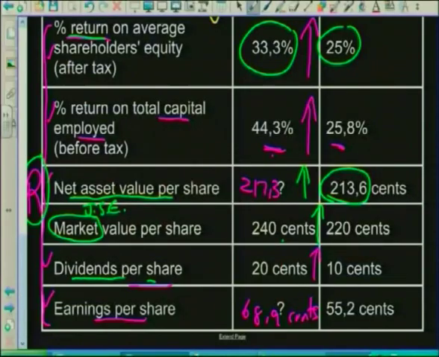Another ratio that indicates that your shareholders are indeed satisfied with the return would be your dividends per share. In 2007, your shareholders were receiving 10 cents for every share that they held. It has now increased to 20 cents. So these ratios are indicating that shareholders should in fact be happy with returns, with dividends, with the net asset value per share.